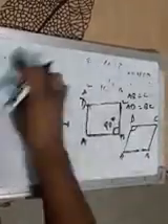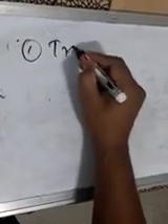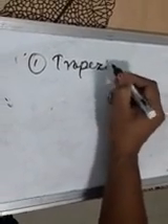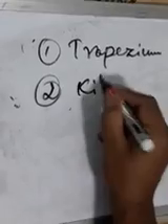Now come to the non-parallelogram type of quadrilateral. So the non-parallelogram type of quadrilateral can be classified into two types. One, we have trapezium, and another one we have kite.